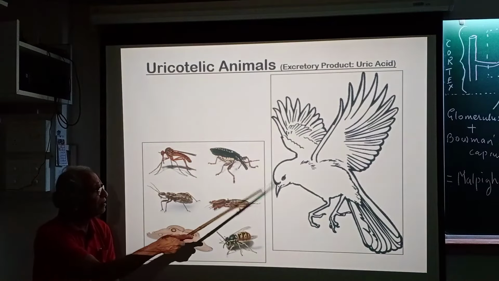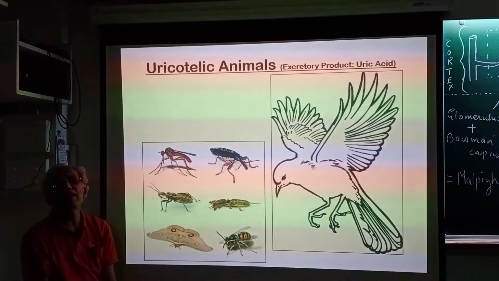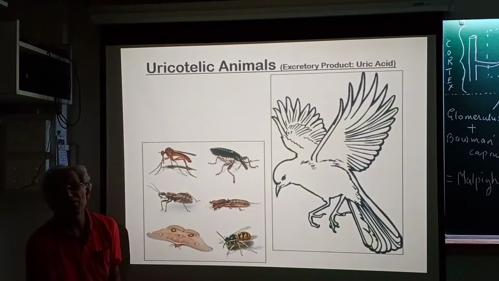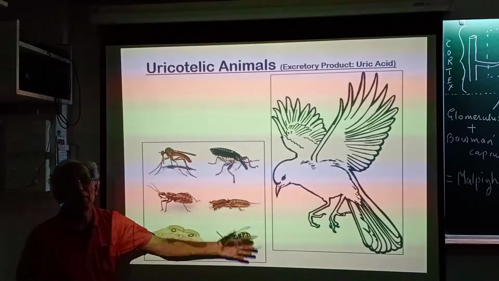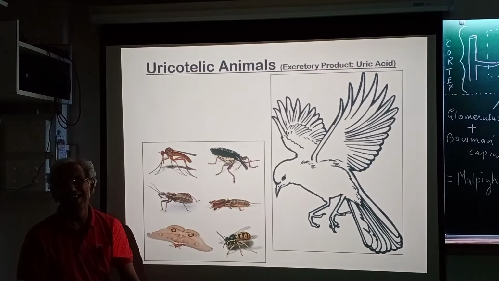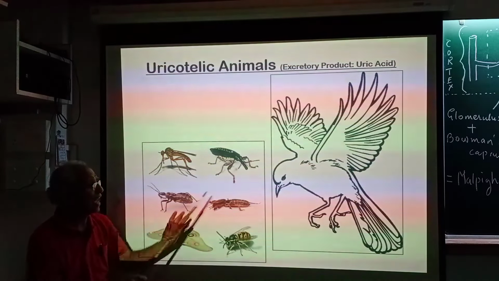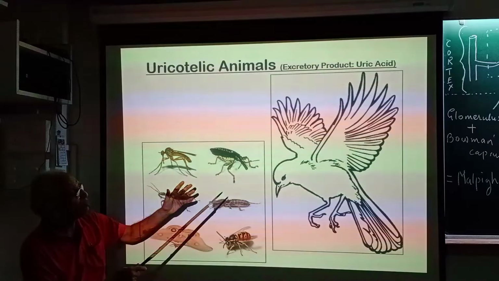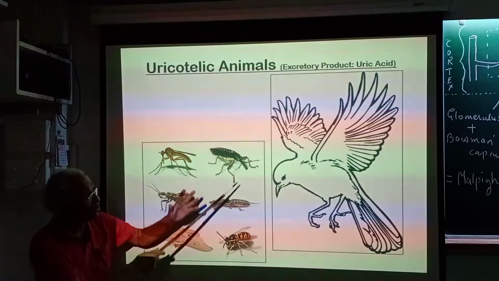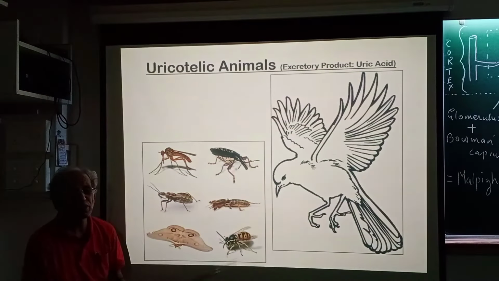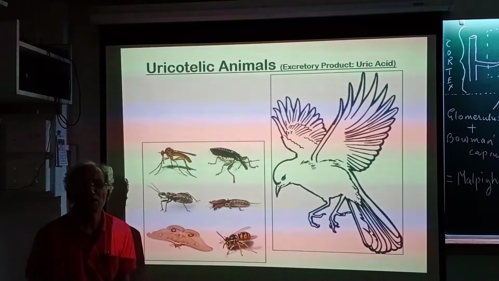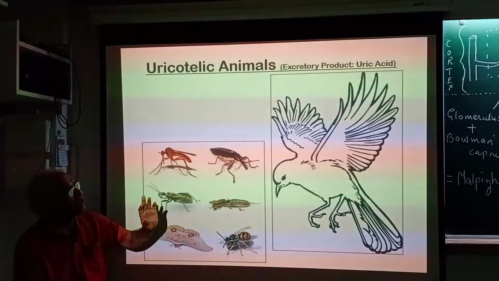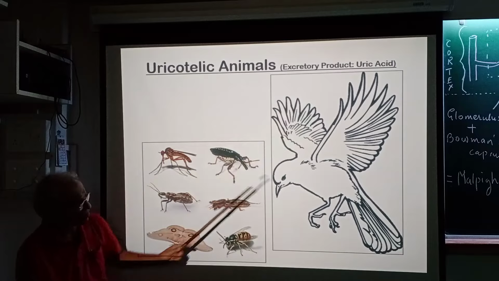Particularly insects and birds, they are flying animals. And for flight, the lesser the weight, the better it is. And that's how they don't carry much water in their body, because if they want to become ammonotelic, too much water they will require, which is not possible for them. They are not ureotelic, because for ureotelism also more water will be required comparatively. So they are uricotelic. Uric acid removal requires the least water.